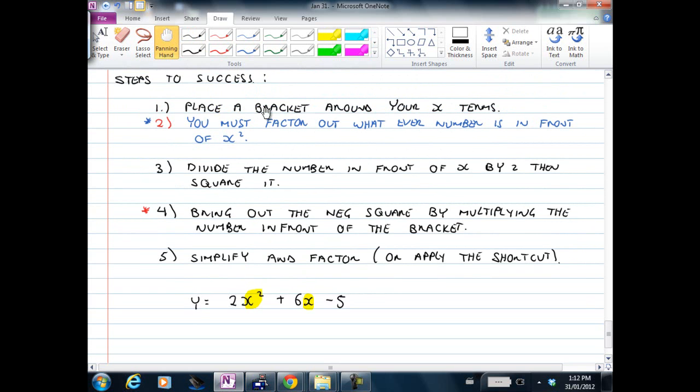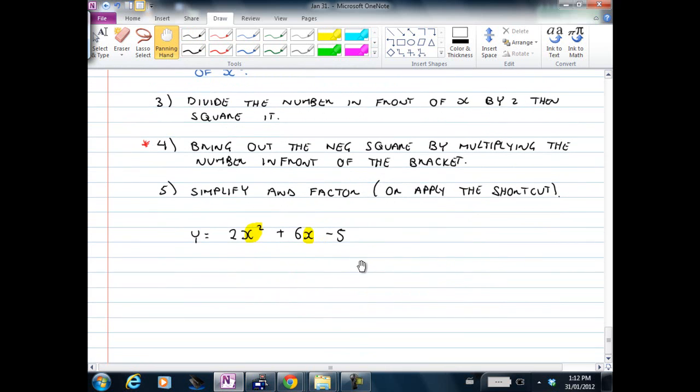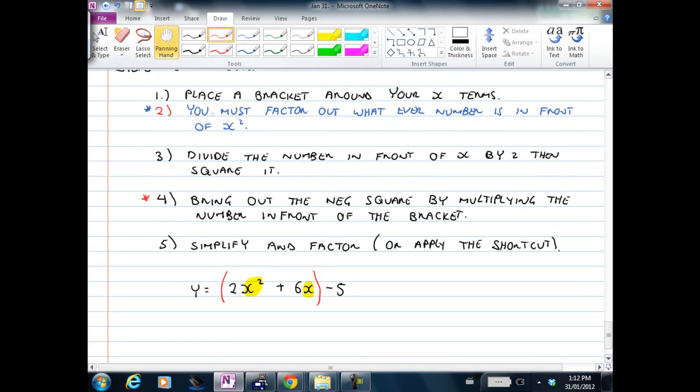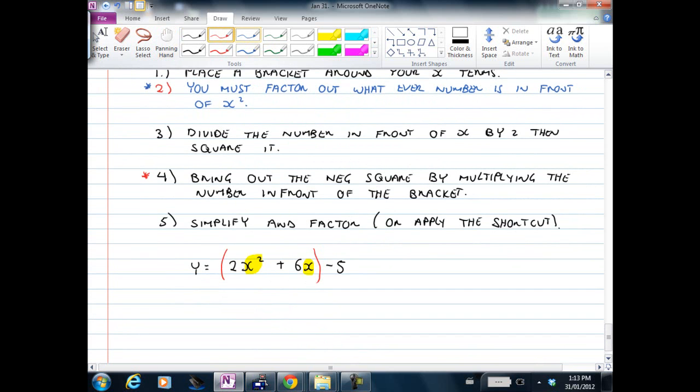Place a bracket around your x terms. Go ahead, place a bracket. That's all we're going to do. Try step 2 on your own. You must factor out whatever number is in front of x squared. Hartej, what number is in front of x squared? The 2. So I'm going to underline this 2. We're going to factor that 2 out of the bracket. The 2 is outside the bracket now. I'm going to give you a few minutes to figure out what goes inside the bracket.